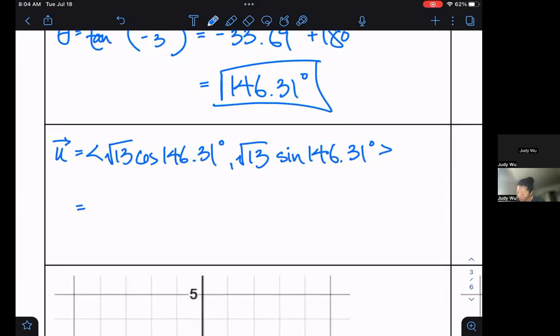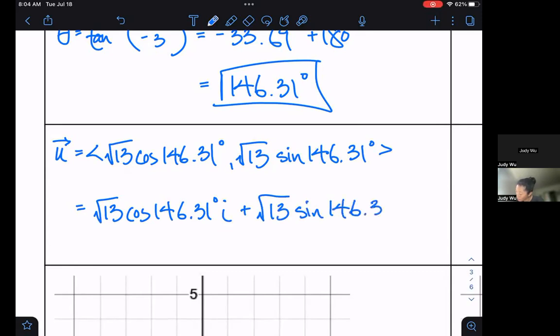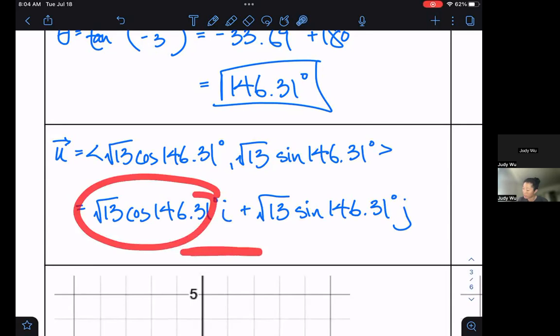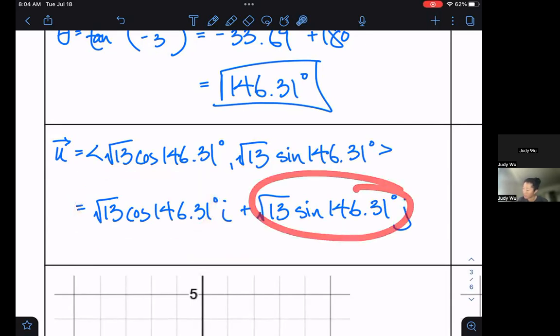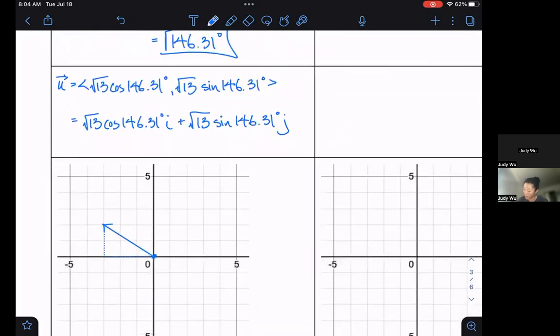And then we could also say √13 cosine 146.31 degrees i plus √13 sine 146.31 degrees j. Okay, so all that does is this tells us our horizontal component, and this tells us the vertical component. All right, so our horizontal component and our vertical component.